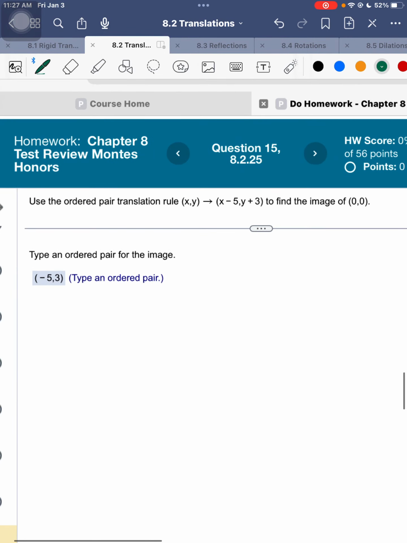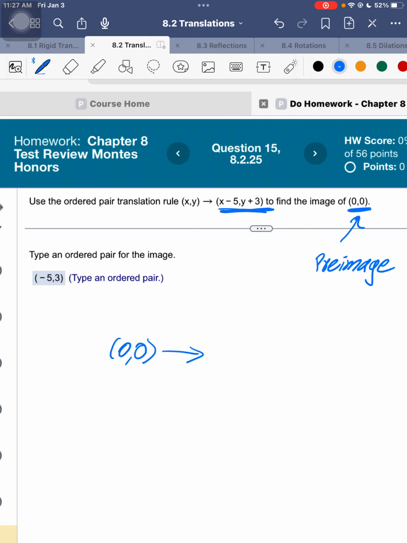Okay, what is this? Use the ordered pair translation rule. So they gave us a rule to find the image of 0, 0. If they tell us to find the image of 0, 0, what does that make 0, 0? The pre-image. So if my pre-image is 0, comma 0, and I want to apply these transformation rules, this is my x, this is my y.